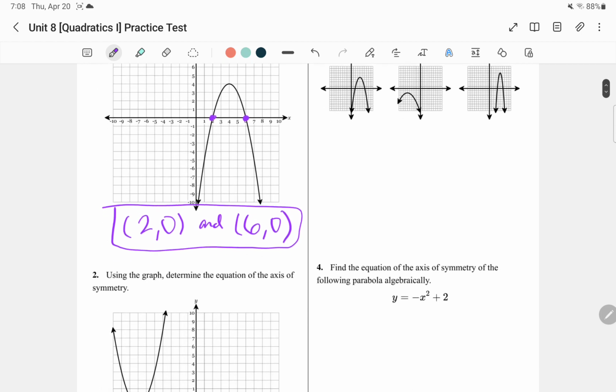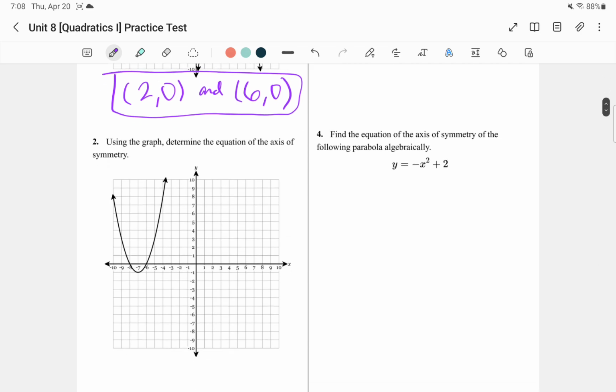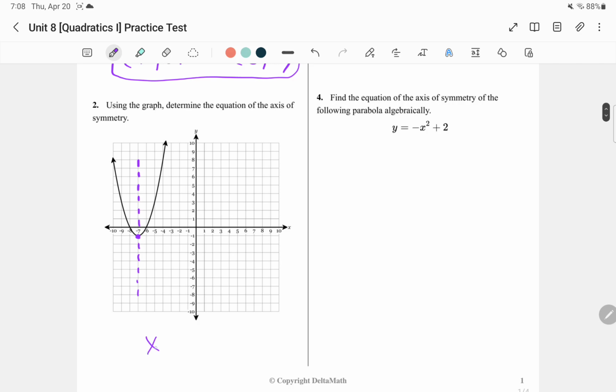So for number 2, to determine the equation of the axis of symmetry, first you can find the vertex, and then you just draw a dotted line through it. So the vertex is right here, so dotted line. And your axis of symmetry is always going to be an equation starting with x equals. So this one's going to be x equals -7.